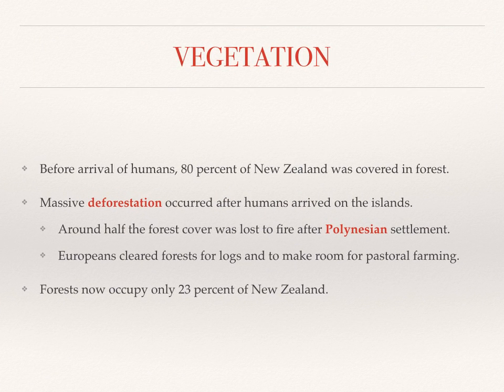Vegetation. Before arrival of humans, 80% of New Zealand was covered in forest. However, like most places in the world, it experienced deforestation. Around half of the forest cover was lost to fire after Polynesian settlement, even before the Europeans arrived. Then, when the Europeans arrived, they tended to clear the forest for logs to make room for farming. Forests now occupy only about 23% of New Zealand.